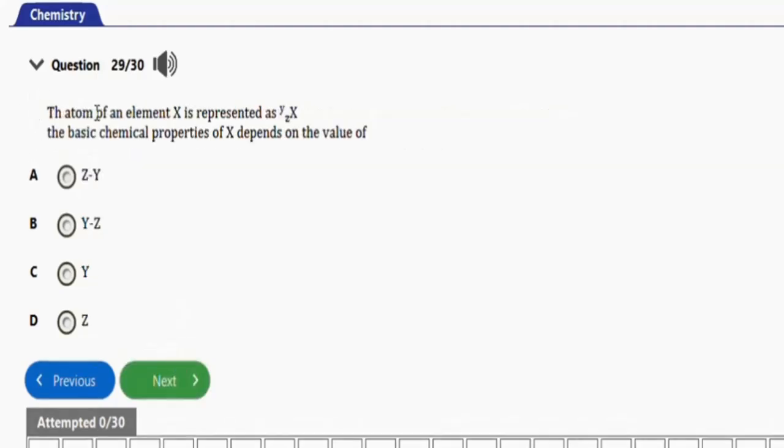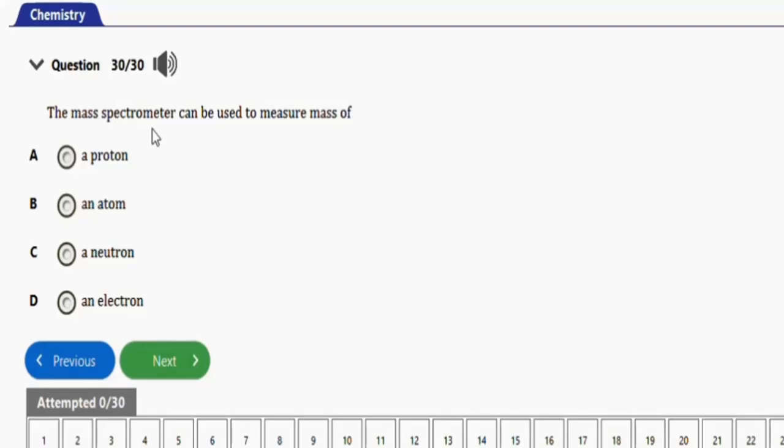Okay, next question will be this one. It says the atom of an element X is represented as this. The basic chemical properties of X depend on the value of Z. Okay, Z is the atomic number, the proton number. So the chemical property depends on the atomic number, which is Z, option D. The last question before we end this video will be this one. It says the mass spectrometer can be used to measure mass of an atom, option B. So guys, this basically can deal with problems involving protons, electrons, neutrons, mass number, and isotopes for elements.